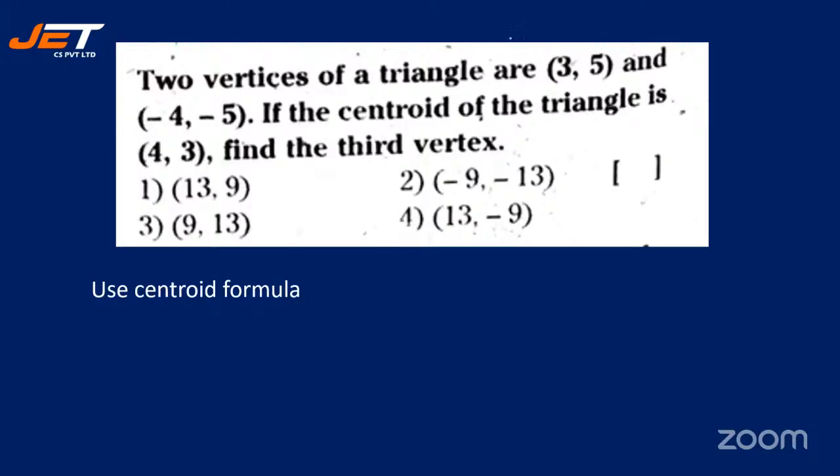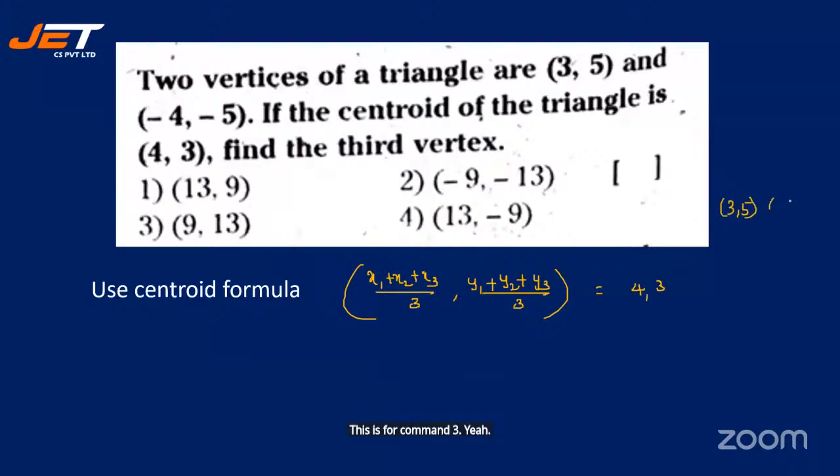Now, two vertices of a triangle are (3, 5) and (minus 4, minus 5). If the centroid of the triangle is (4, 3), find the third vertex. I suppose this sum is given to you as homework. The centroid is x1 plus x2 plus x3 by 3, comma, y1 plus y2 plus y3 by 3. This is 4, 3. Okay.